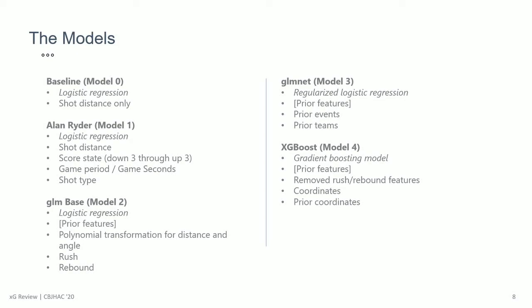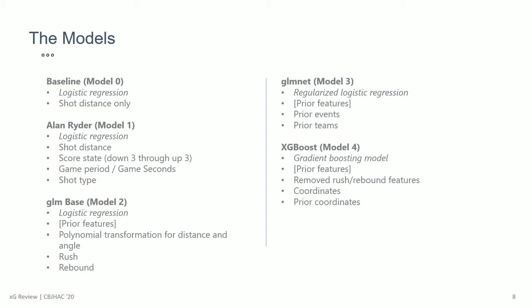The third one is in line with the model that Brian Macdonald proposed in 2012, and I believe it's pretty similar to the model that's available on Natural Stat Trick. Also logistic regression, same features from before, but we're also going to do some polynomial transformations on distance and angle, and then we have those rush and rebound indicators, which are binary features. We define a rebound as a shot that occurs within 2 seconds of a prior shot, and a rush shot is something that occurred within 6 seconds after an event in the defensive zone or any giveaway or takeaway. This is essentially just for the model to better handle that from a logistic regression standpoint.